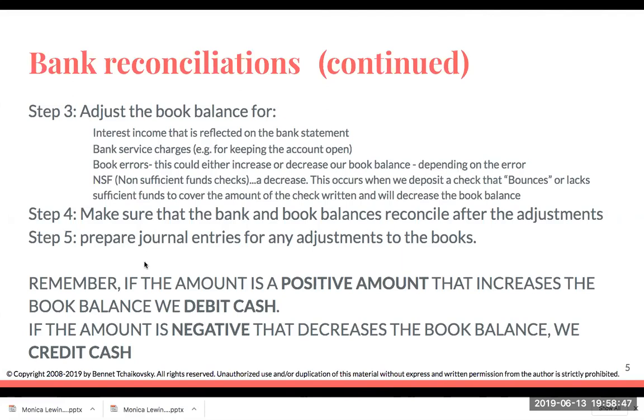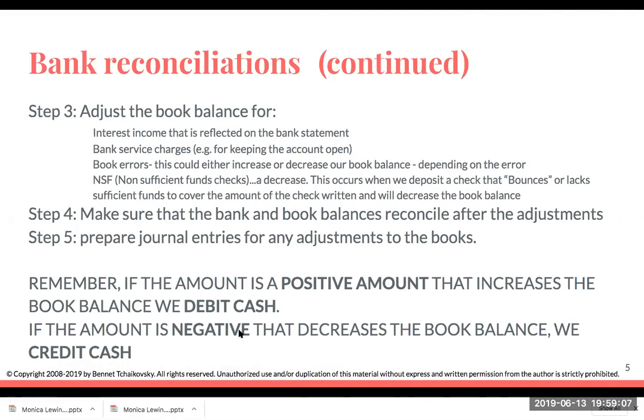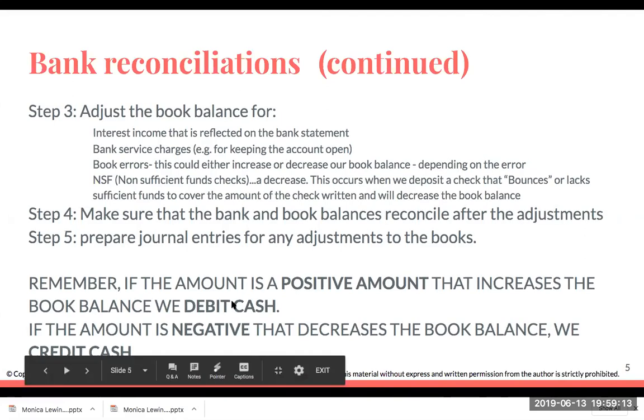The key thing to remember when we get to the journal entry part is that if we have our cash, or essentially our balance per our books, and there's an increase to cash, or a positive amount, say for interest income, I'm going to be debiting cash. If the amount is a negative amount, say a bank service charge, I will be crediting cash and debiting bank service charges expense. So let's go ahead now and get to our sample problem.